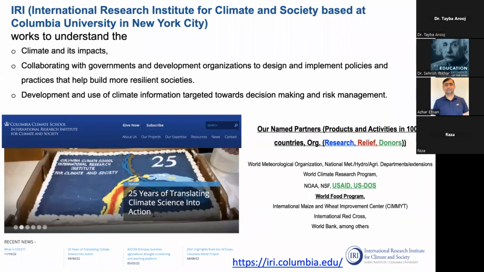We have different partners in research, relief, and donors. Our research organizations are the National Science Foundation and NOAA USA, and donors are USAID and others that typically work in different countries. In Pakistan, they definitely have different calls for projects. And then donor agencies like World Food Program, International Red Cross, and World Bank.